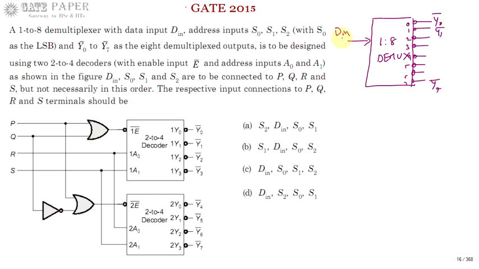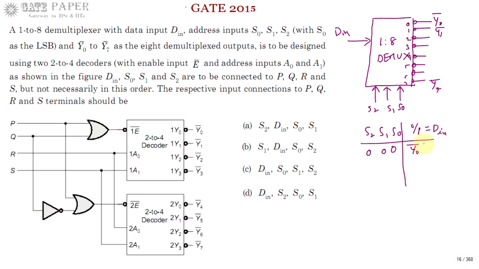So this input has to be connected to only one out of these 8 outputs. Which output is selected to connect to the D in is decided by the address lines. To specify the address location of one particular output out of 8, it requires a minimum of 3 address lines. Those 3 address lines are given as S2, S1, S0. If S2, S1, S0 is 000, then D input is connected to Y0 bar.